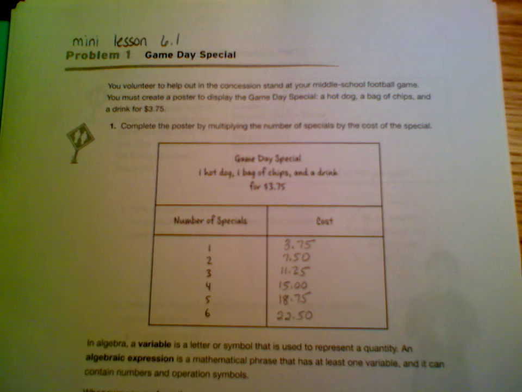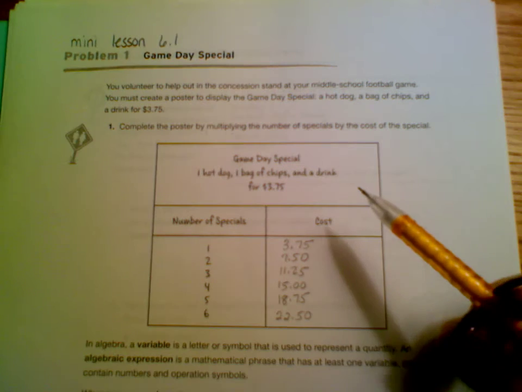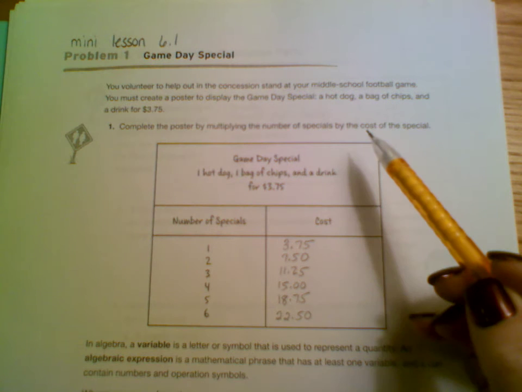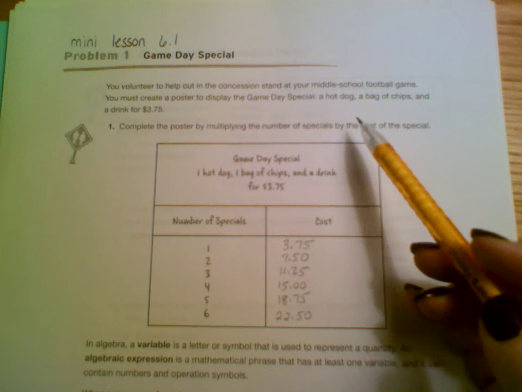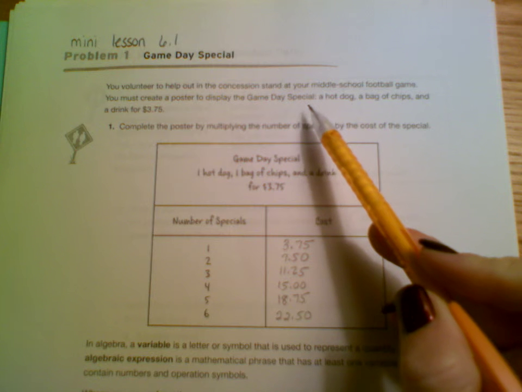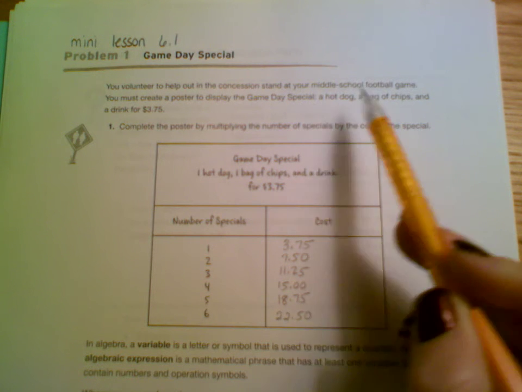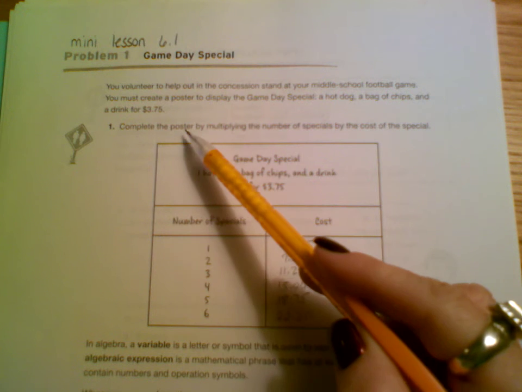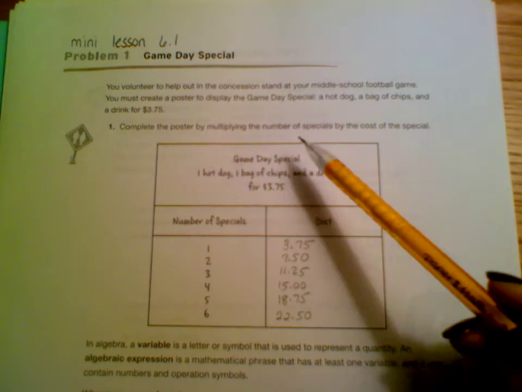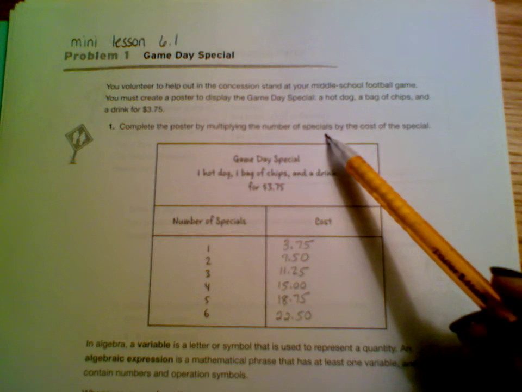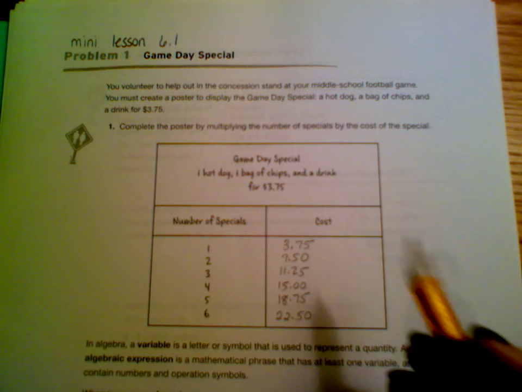This is the mini lesson for 6.1. You volunteer to help out in the concession stand at your middle school football game. You must create a poster to display the game day special, which is a hot dog, a bag of chips, and a drink for $3.75. Complete the poster by multiplying the number of specials by the cost of the specials.